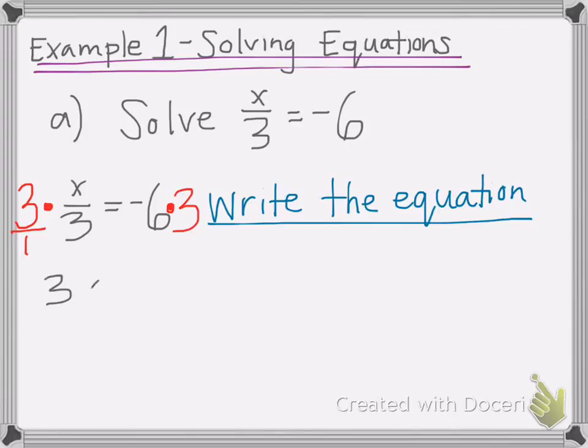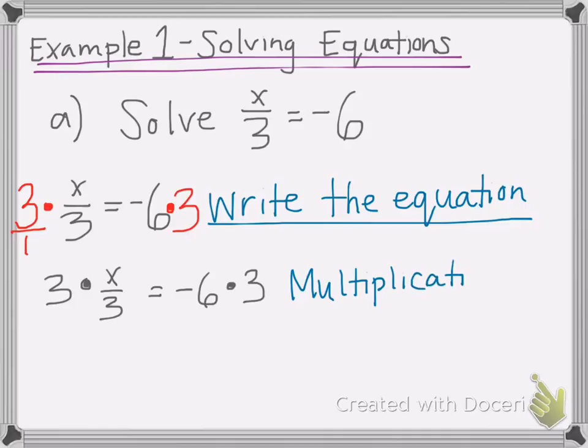It's 3 times, so you don't get confused, let's do multiplication as that dot. x over 3 equals -6 times 3. And the step that I did there was multiplication property, I'm just going to call it prop, of equality. Very good.